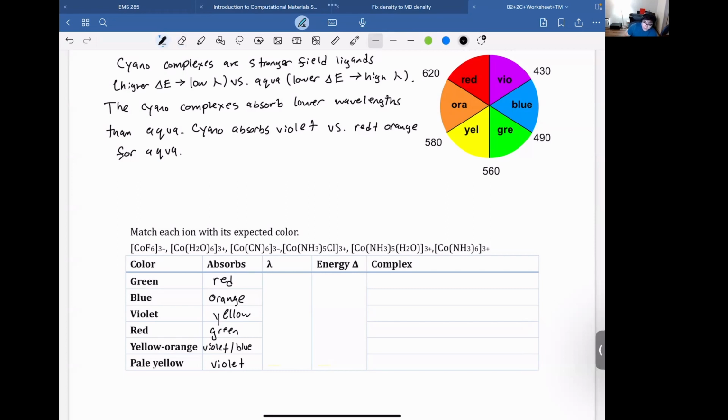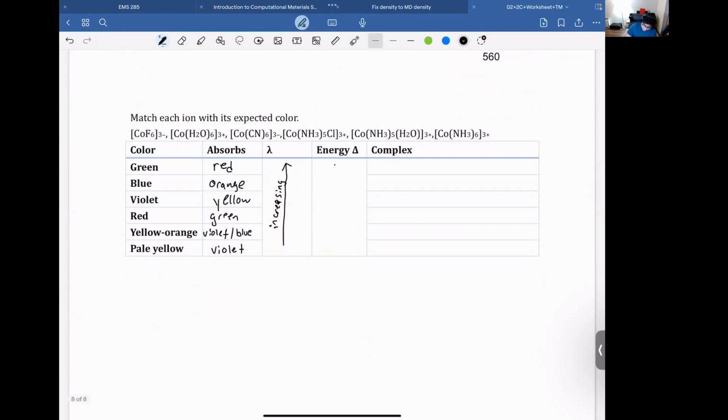All right. So looking at the wavelengths here, going from violet to red, it's increasing. Violet's at 400, red is around 800 nanometers. For the energy, it is opposite, right? It's inversely proportional to wavelength. So energy is increasing going downwards.